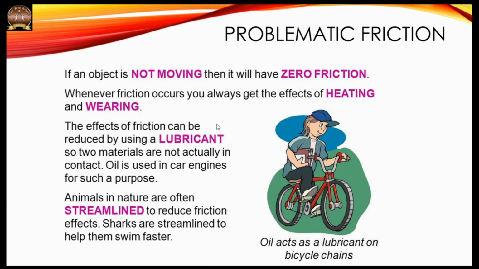The effects of friction can be reduced by using a lubricant so two materials are not actually in contact with each other. In a similar way, oil is used in car engines and on your bicycle chains and in machinery to reduce friction so that wear and tear can be reduced. In nature, animals are often seen to be streamlined to reduce the frictional effects of air resistance.